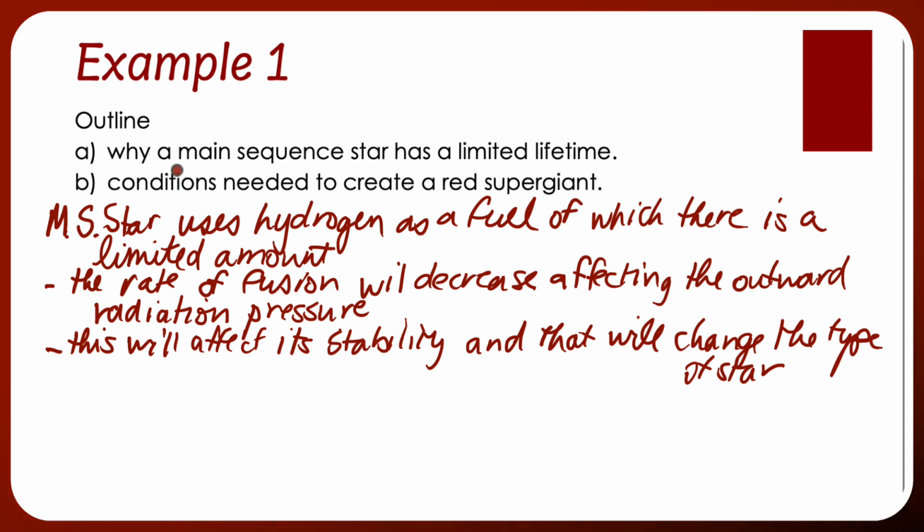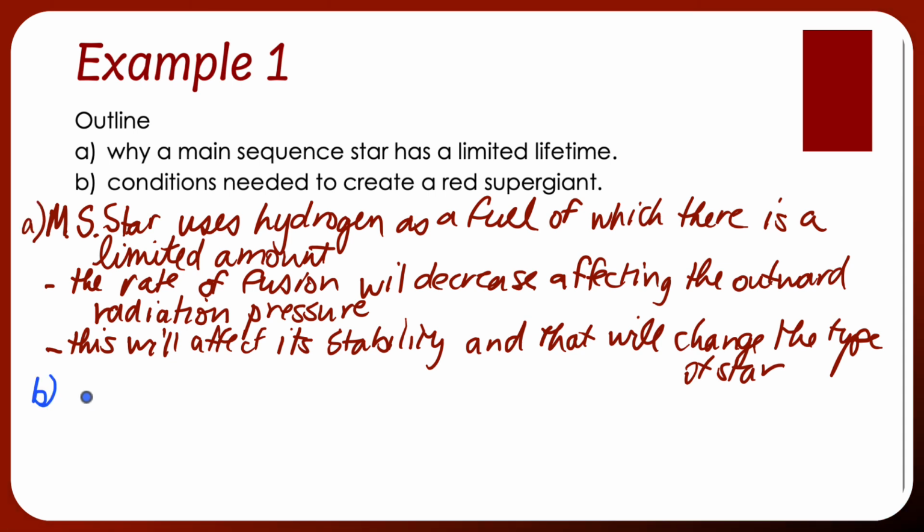I would suggest that if we were asked this would be a 3-mark question. 1 for telling me why we have a change happening: we're using up all the hydrogen. 2nd, well, what does that affect? The rate of fusion affects the radiation pressure, and then finally, that affects its stability, and then it's not going to be a main sequence star anymore. If there was a 4th mark, I would say you would go on to describe whether it was going to become a red giant or a red supergiant, depending on the mass.